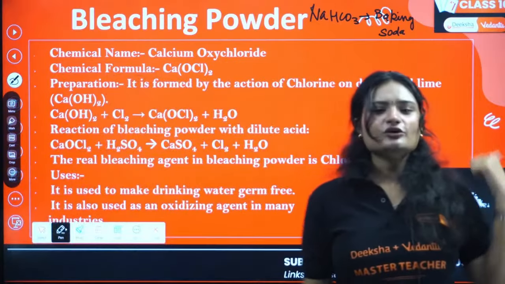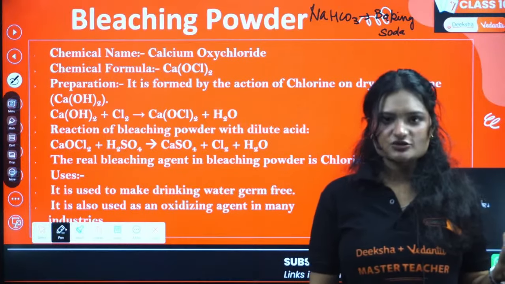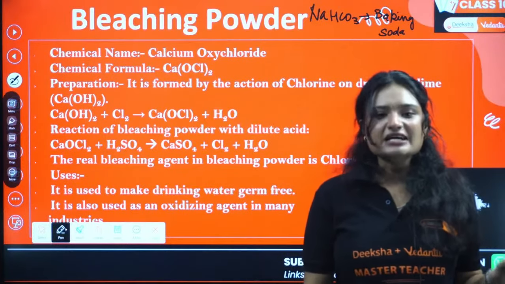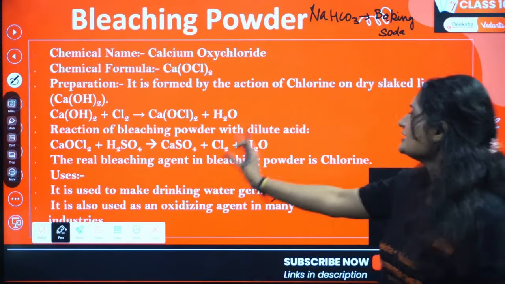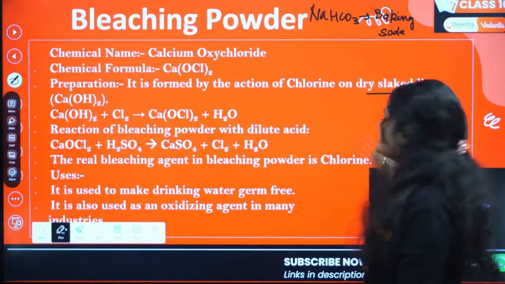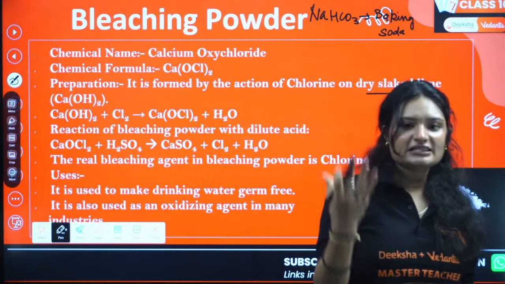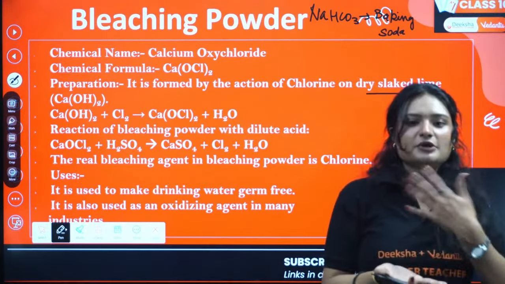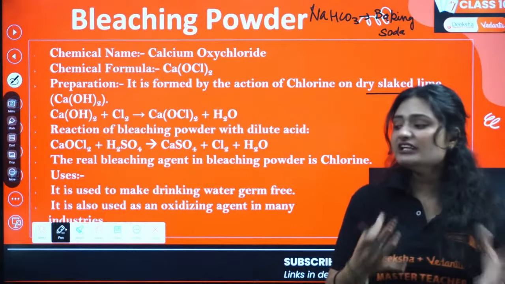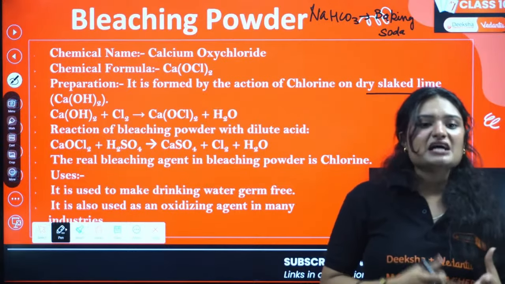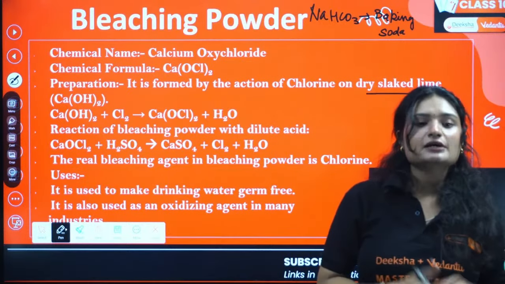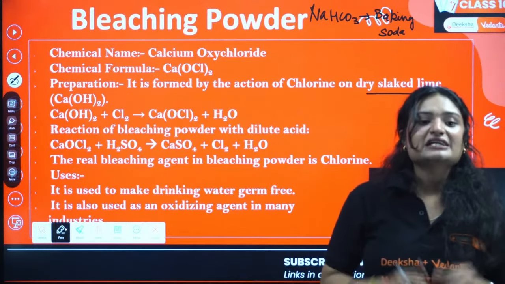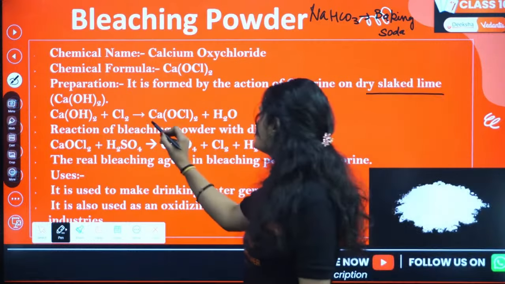In the chloralkali process, we get caustic soda plus chlorine gas plus hydrogen gas. If we take chlorine gas from there and add it to dry slaked lime, we take the slaked lime, we dry it, evaporate all the water, and pass chlorine gas through it, what do we get? Bleaching powder. This is bleaching powder.